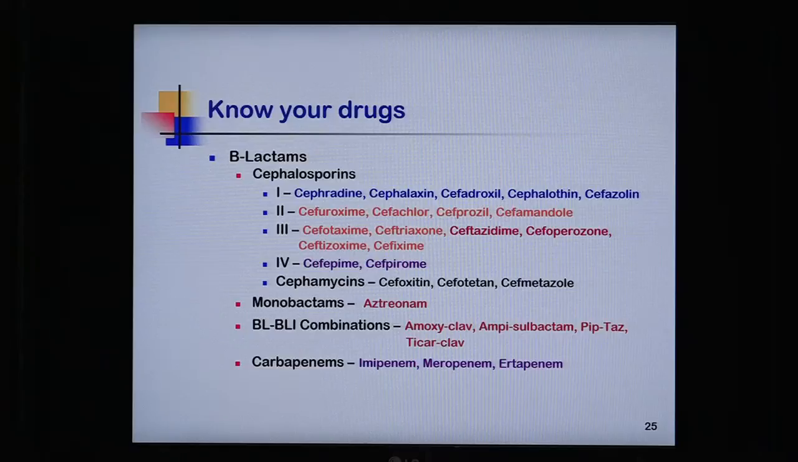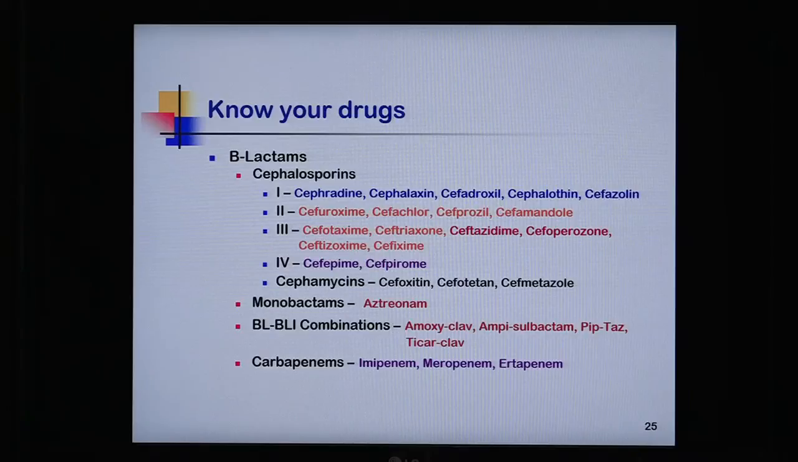But then the organisms were very clever and they started producing ESBLs. We called them ESBL because they included even these oxyimino cephalosporins. So once the third generation cephalosporins were also gone, there was a need for those cephalosporins which were not the substrate for the ESBLs, and we developed cefepime and cefpirome, the fourth generation cephalosporins, which had a wider spectrum.